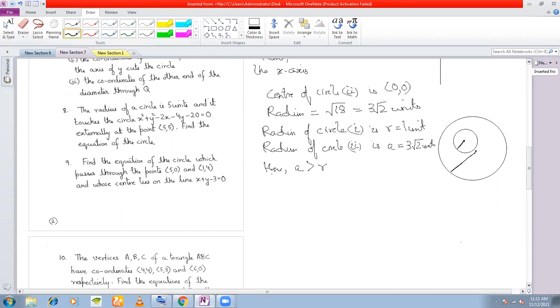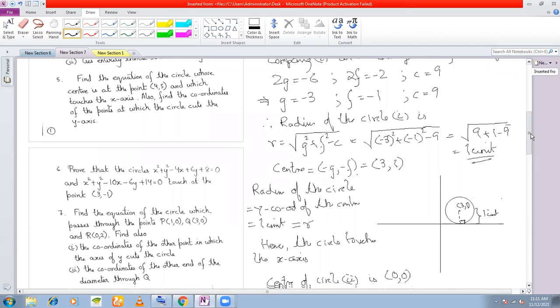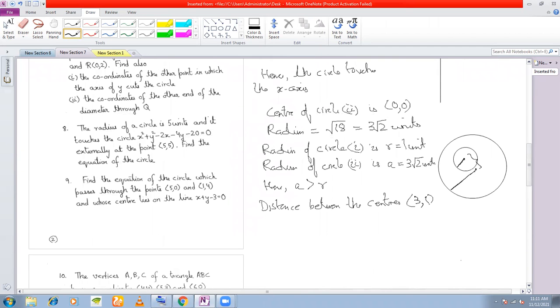You can show that the distance between the centers is less than the radius of the bigger circle. Then only we can say that the one circle is inside the other, right or wrong? Right, sir. If we can show that this distance here is less than the radius of the bigger circle. So let's find out the distance between the centers. What are the centers here we have determined? The first center was 3, 1. And the other center was 0, 0.